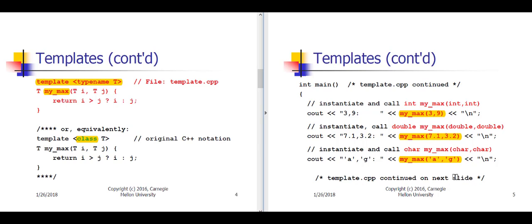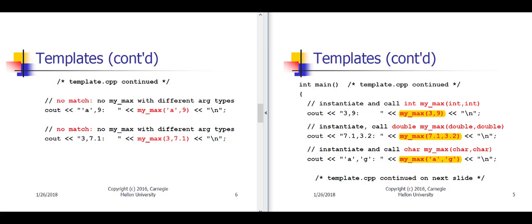So each time you call mymax, if that specific instantiation of mymax does not yet exist, the compiler will create it on the fly so that you can ask for the mymax of any two comparable objects of the same type. This main function continues on slide 6.